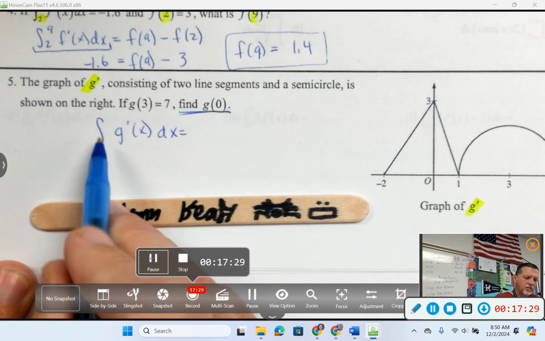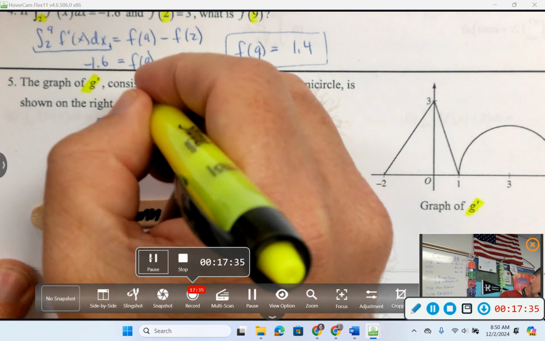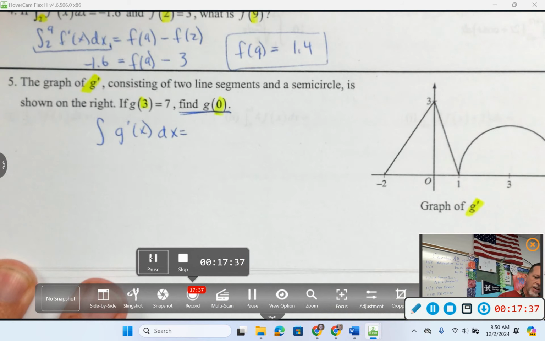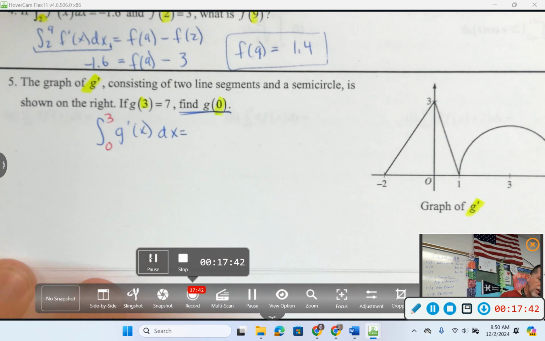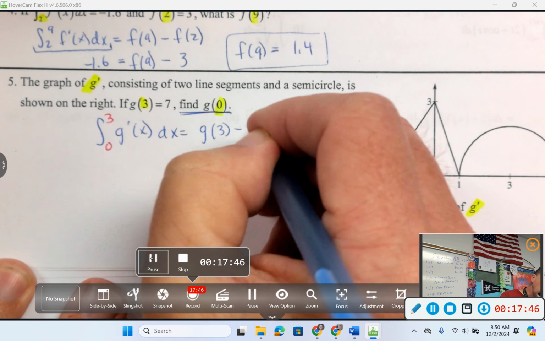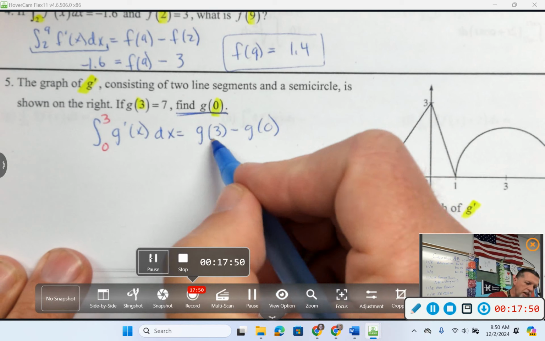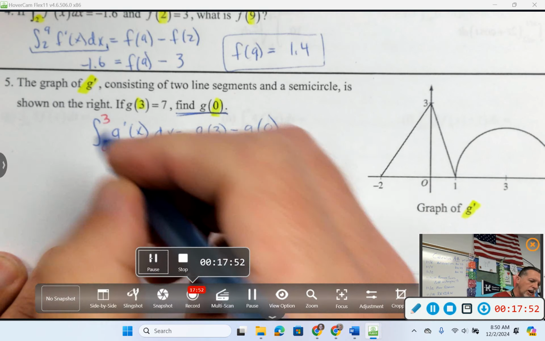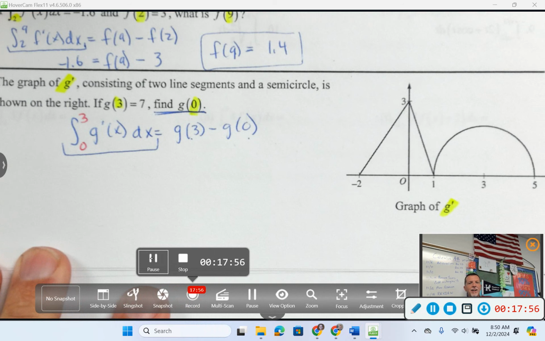Autumn, what limits should I use? 3 and 0, because those are the x values that are involved in the problem. So 0 to 3. That would be G of 3 minus G of 0. G of 3 they gave us, G of 0 we're looking for. How am I going to evaluate the antiderivative of G prime?